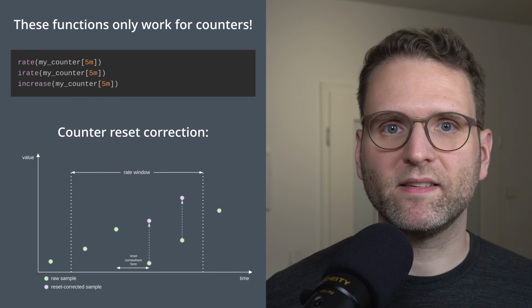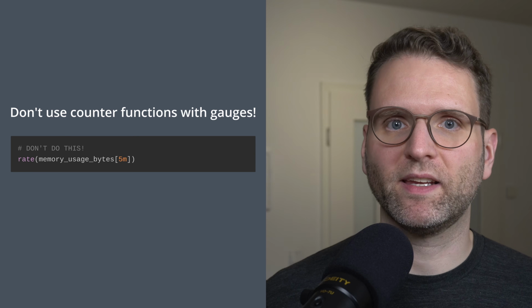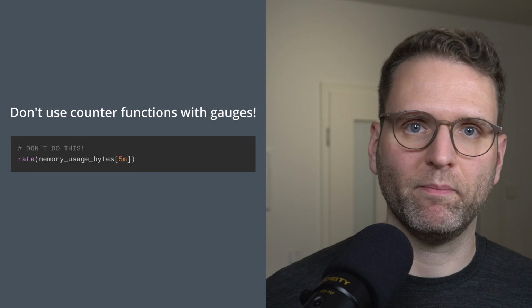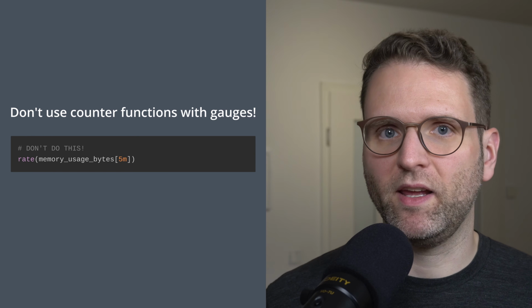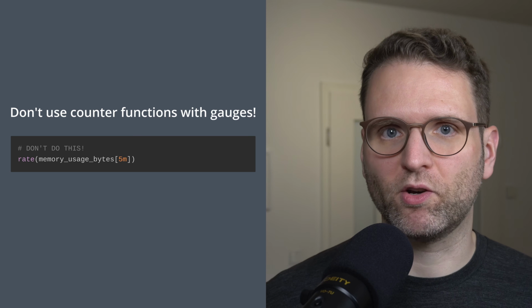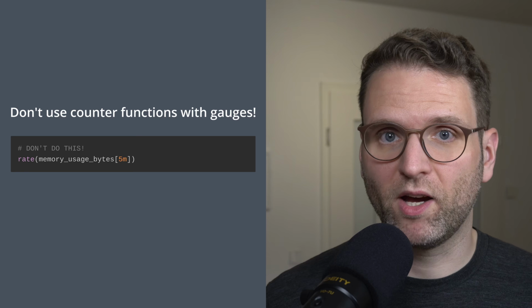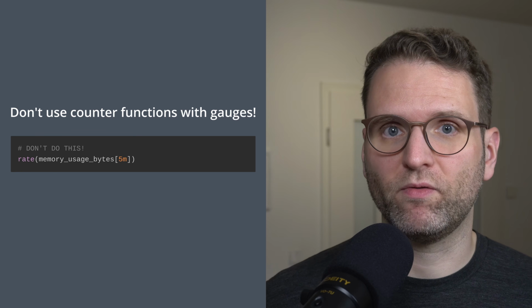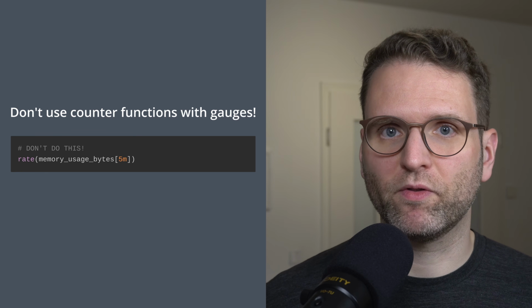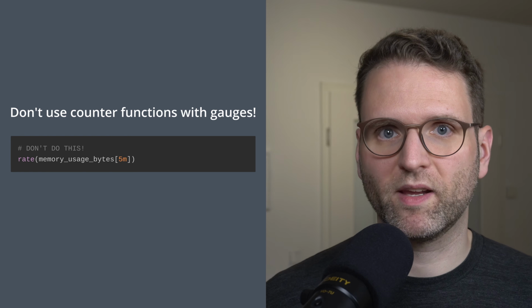So if you accidentally pass in a gauge metric that can naturally go up or down, like memory usage, you'll just get back an incorrect value whenever it does go down, because the rate function will incorrectly think that this decrease was a counter reset, and it'll compensate for that. So you just have to be careful to only use those functions with counters.